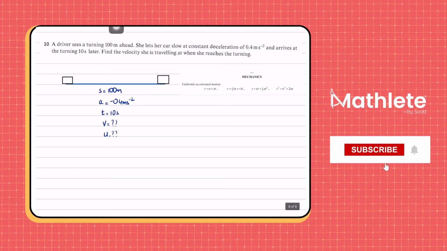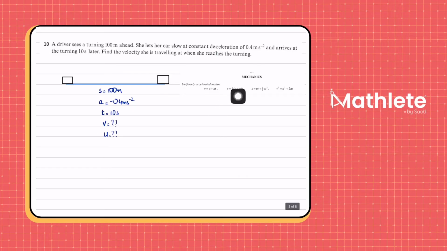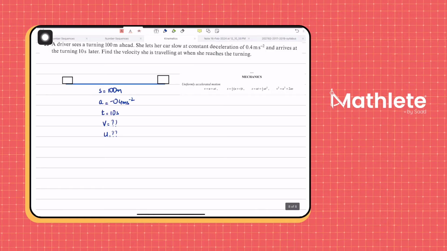if I use the second formula, we don't know u, we don't know v. Okay, we don't know either of the two. So I can't find two unknowns just from one equation. So we can use the third formula. Okay, now if we use the third formula, what do we end up finding out? We end up finding out the initial velocity. Okay, if I use the third formula, we end up finding out the initial velocity.